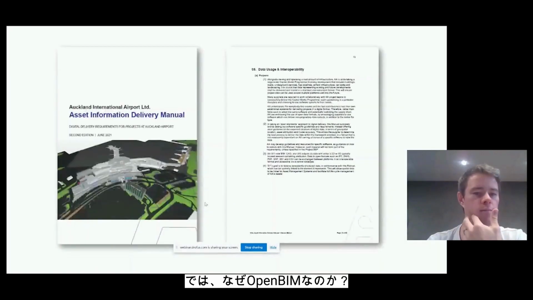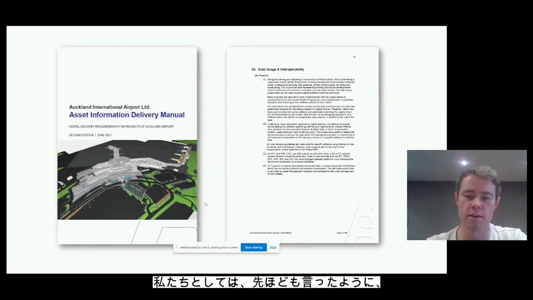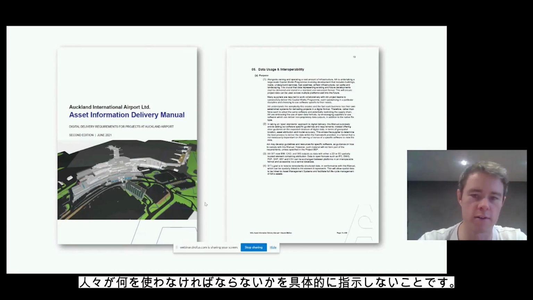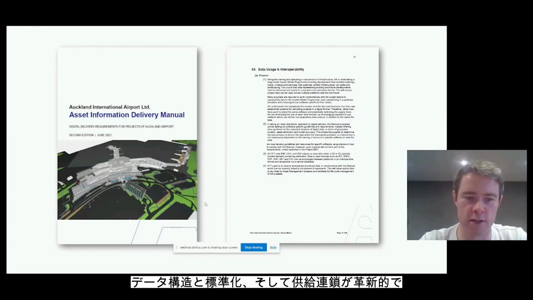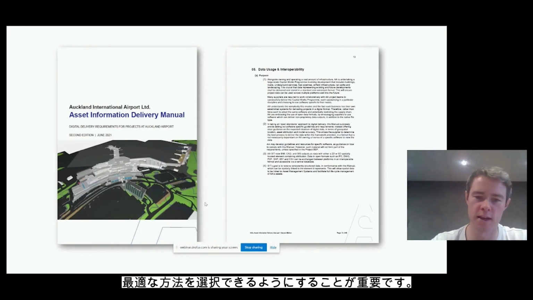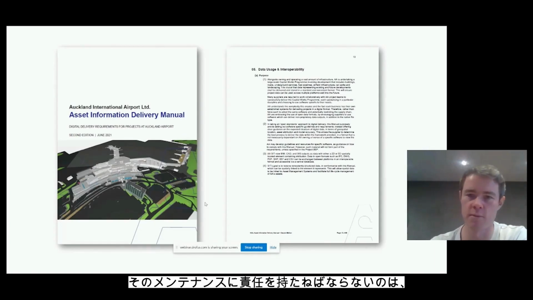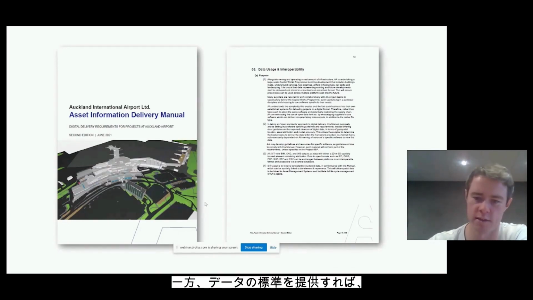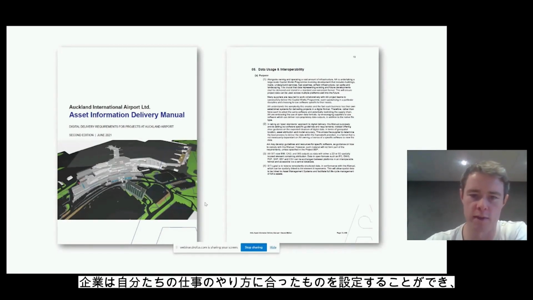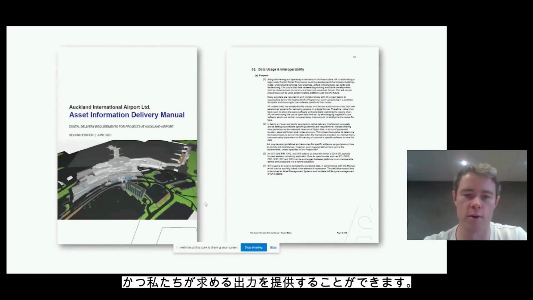And why OpenBIM? For us, as I said, it's about not dictating specifically what people have to use. It's more about the data structure and standards, and then allowing the supply chain to innovate and pick their best way to do it. Most companies have their own Revit template or ArchiCAD template, and for us to always give out the template and then be responsible for maintaining that becomes a bottleneck in the process. Whereas if we give the data standards, companies can then set things up that still suit their way of working, but still deliver our required outputs.